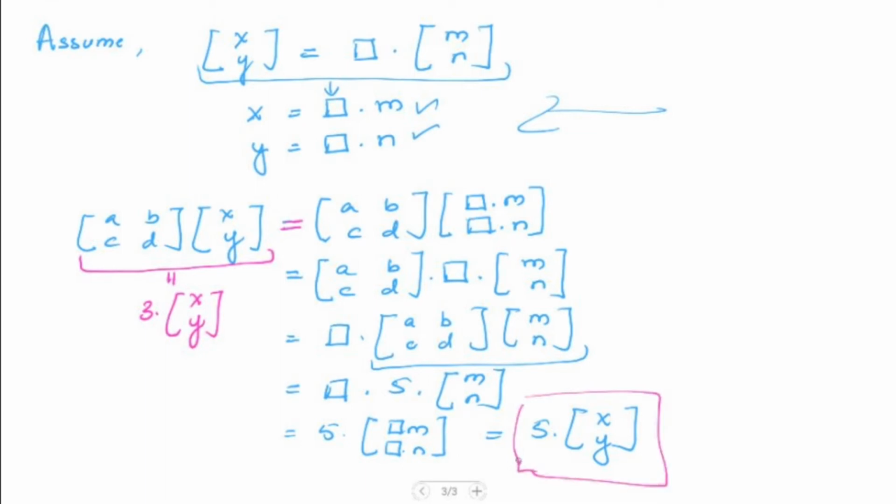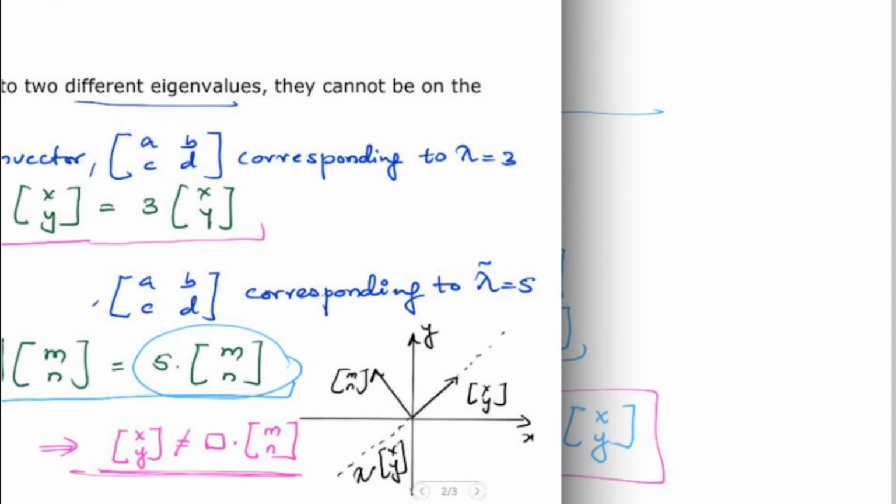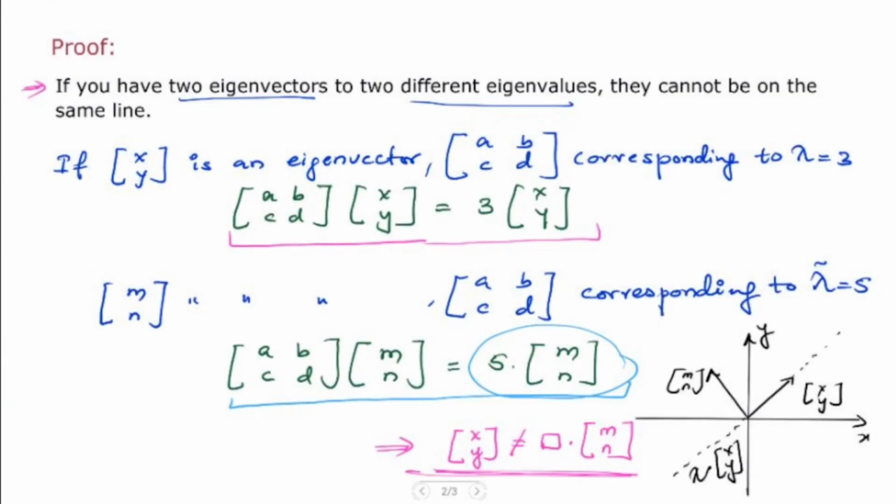So what we're saying is that 5 times x comma y and 3 times x comma y are equal to each other, which is not possible. That's a contradiction. And that proves that the two vectors to two different eigenvalues are not on the same line. And thus our statement is true, which says that if you have two eigenvectors to two different eigenvalues, they cannot be on the same line.